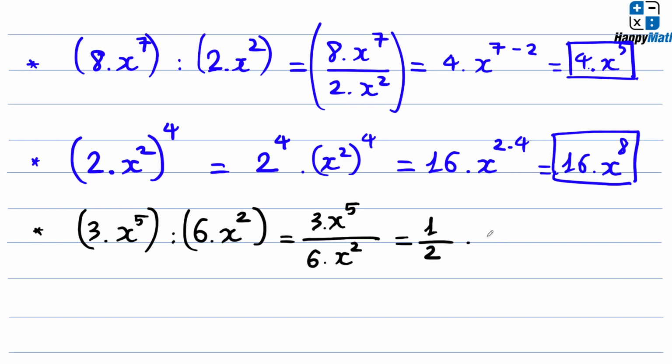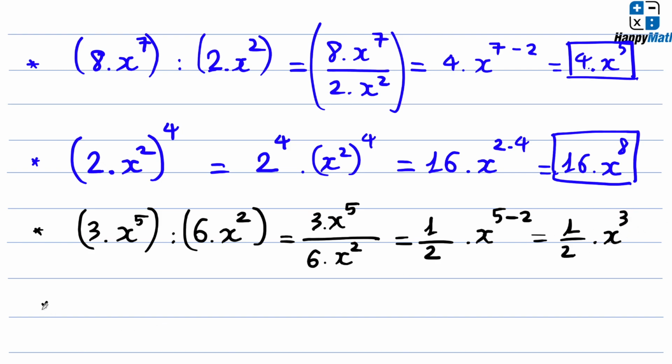How about x? You got x to the power 5 here, and x squared also has the same base, x. So I am using subtraction, yes, subtraction for the power number. 5 minus 2, you got 1 over 2 times x to the power 3.